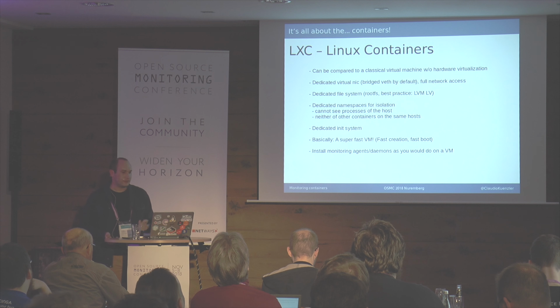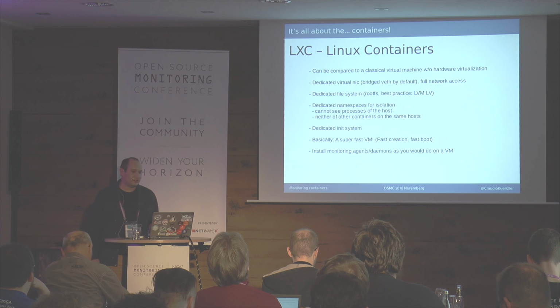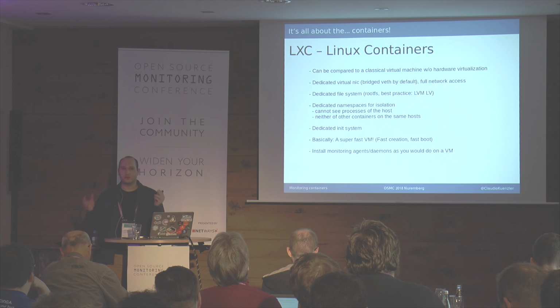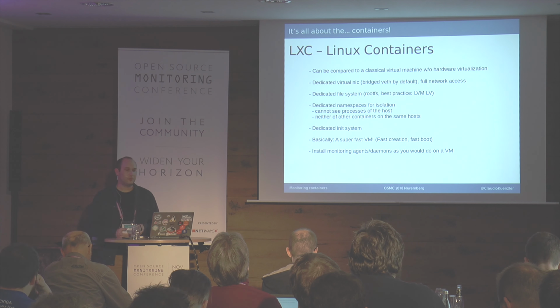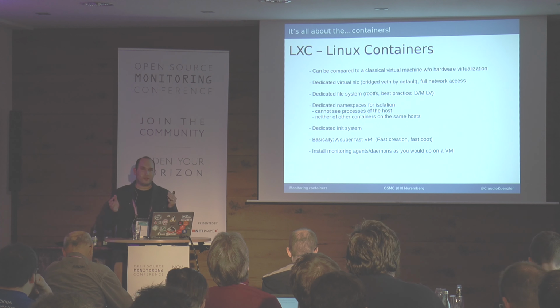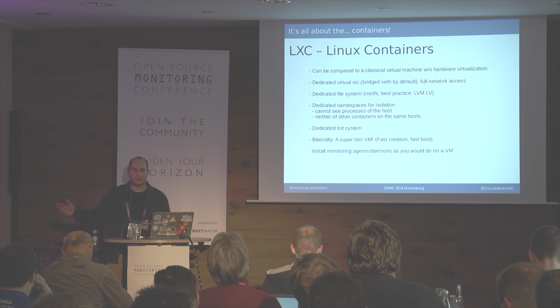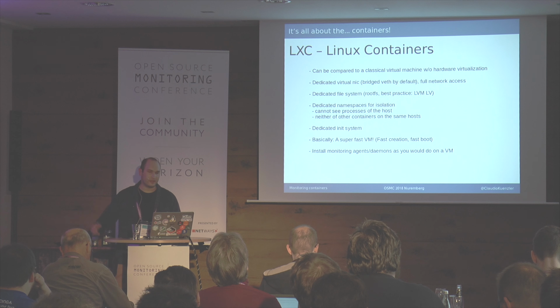You usually, or you always, have your dedicated file system called the rootfs. The best practice is generally to use a logical volume for each container, so you really have your own capacity, you have your own thresholds. In general, this applies to all containers. It's a dedicated namespace for process isolation. So when we're in the container, you cannot see the processes of the host, and you cannot see processes of other containers running on the same host.